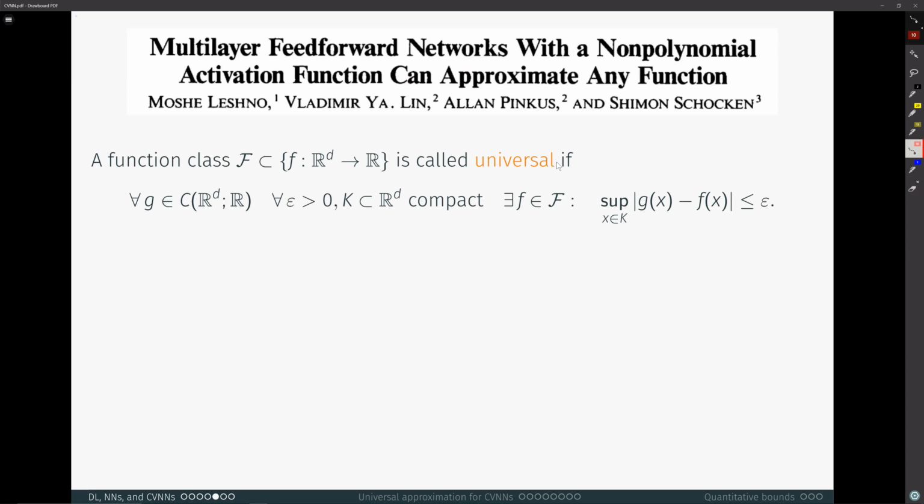I call that universal if, using functions from the class, you can approximate any continuous function arbitrarily well, locally uniformly. So whatever continuous function you give me, and whatever error epsilon you want to achieve on any compact set, you need to be able to find one function which on this compact set achieves approximation error epsilon. So locally uniformly, you can approximate every continuous function arbitrarily well.